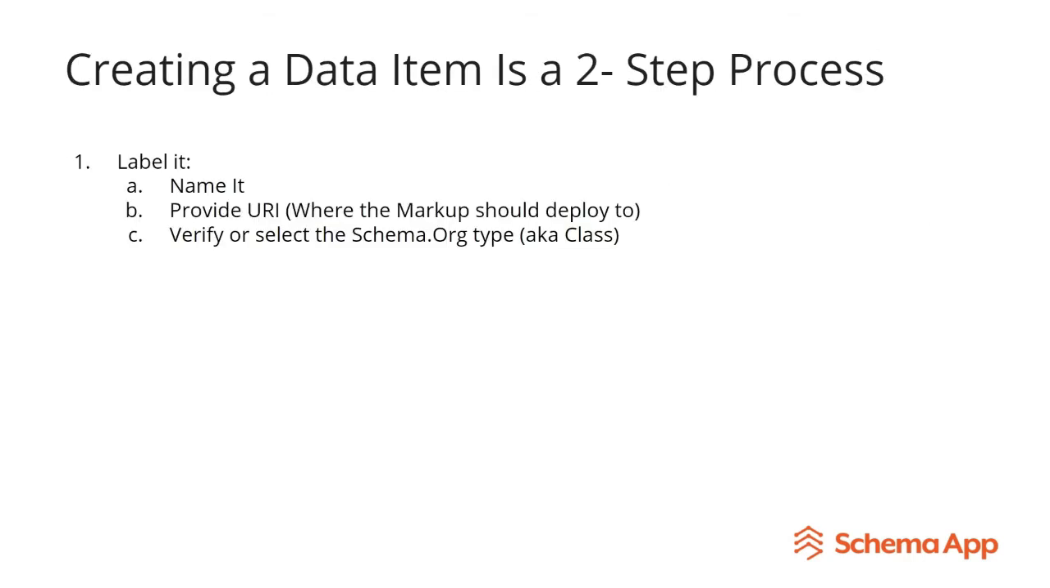Creating a data item is a two-step process. You can think of it as step one, labeling it, which is giving it a name that will be easily recognizable for you as you look through your list of data items. You want to provide a URL to tell the Schema App Editor where the markup should deploy to, and you want to verify or select the schema.org type or class. After you've done that, you want to describe the data item by defining the schema.org properties.